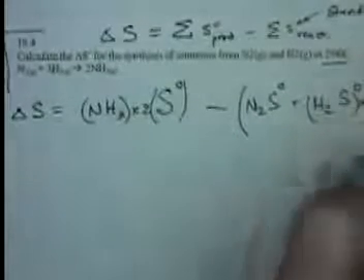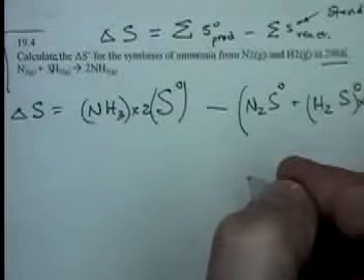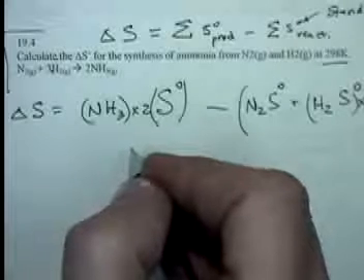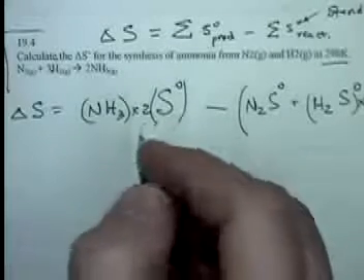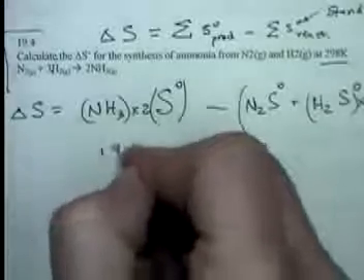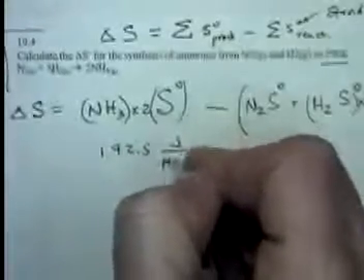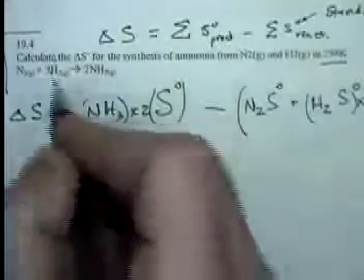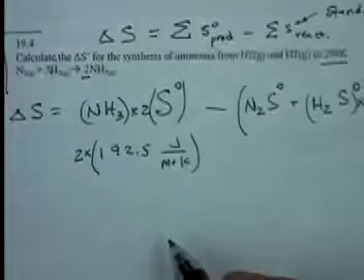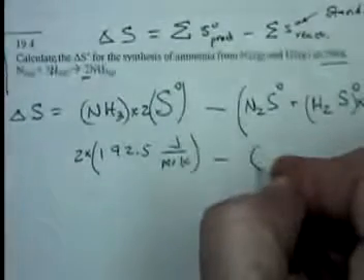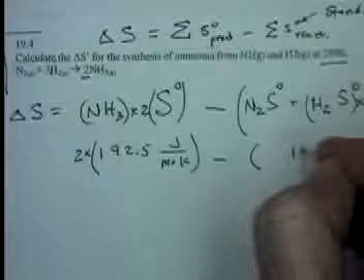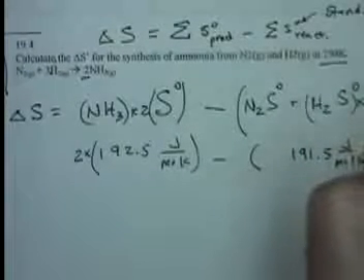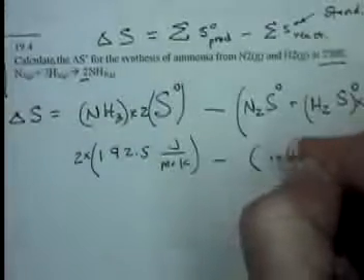And if we look these up in the back of the textbook in Appendix C, we find out that the standard entropy for NH3 is 192.5 joules per mole Kelvin, and there are 2 of those, so we know to multiply that by 2 because there's a 2 in front of those in the reaction. And we subtract from that nitrogen, which is 191.5 joules per mole Kelvin. And there's 1 of those, so we multiply that by 1.